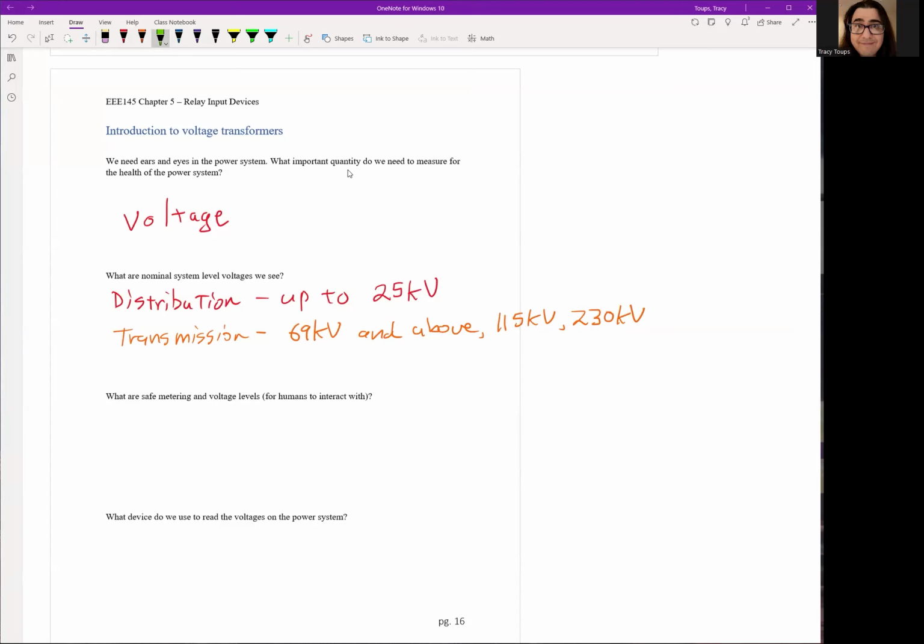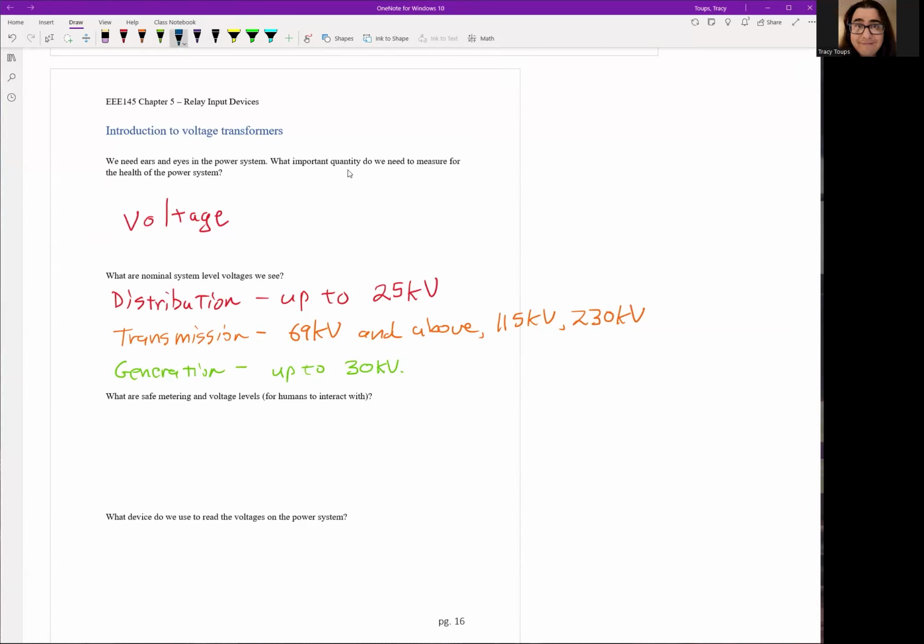Lastly, the major group is generation. So generation sites, they're typically a little bit lower. Again, this is up to about 30 kV. Okay, so those are the three major blocks you're going to see for voltage levels. You have industrial level voltage, that's kind of parallel with distribution level as well.